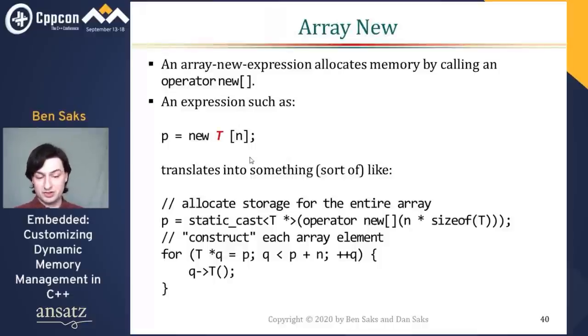Also, operator new and operator delete are actually not used when you allocate arrays like this. There's a separate function, operator new square bracket, and a corresponding operator delete square bracket that get called in this case instead. So this expression is actually going to translate into something like this, where it calls operator new square bracket under the hood, and then goes through each element in the newly allocated array and constructs an object in that memory. Again, this syntax wouldn't actually work if you tried to write it, but this is just an imaginary notation for what the C++ compiler might be doing under the hood.